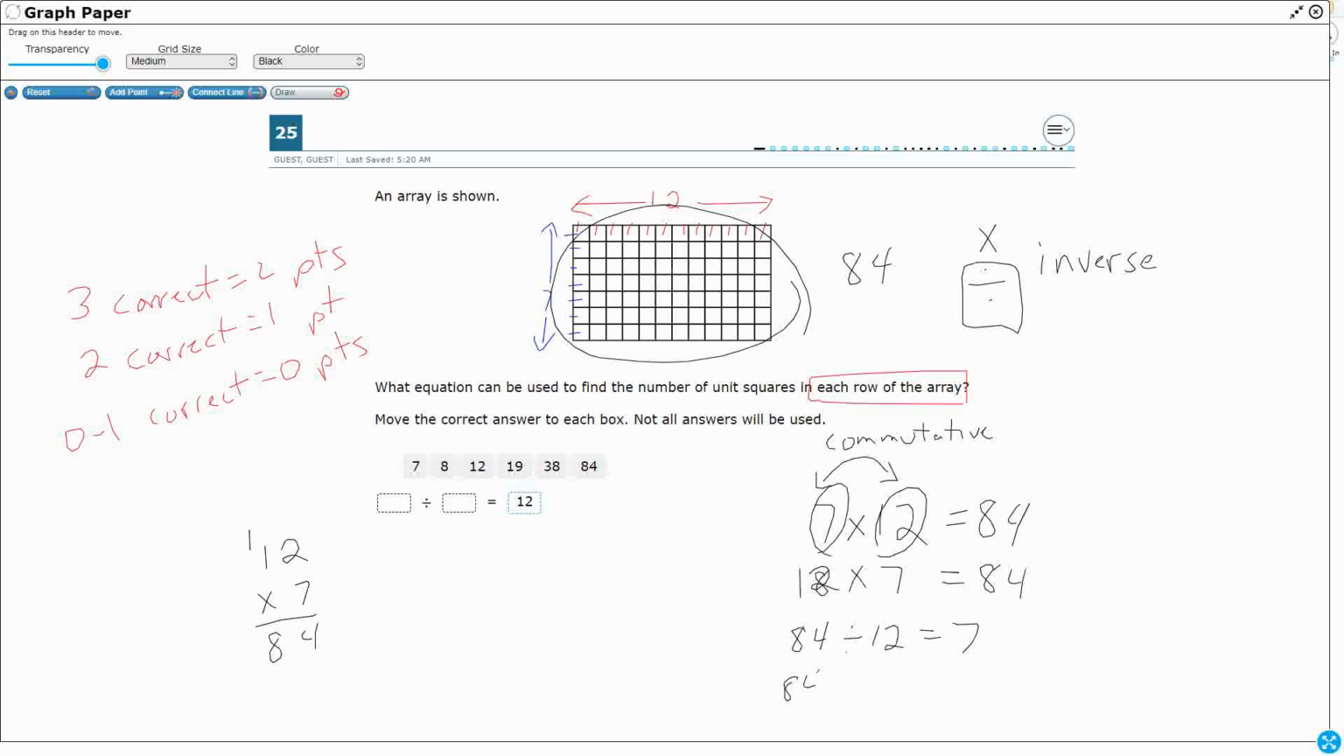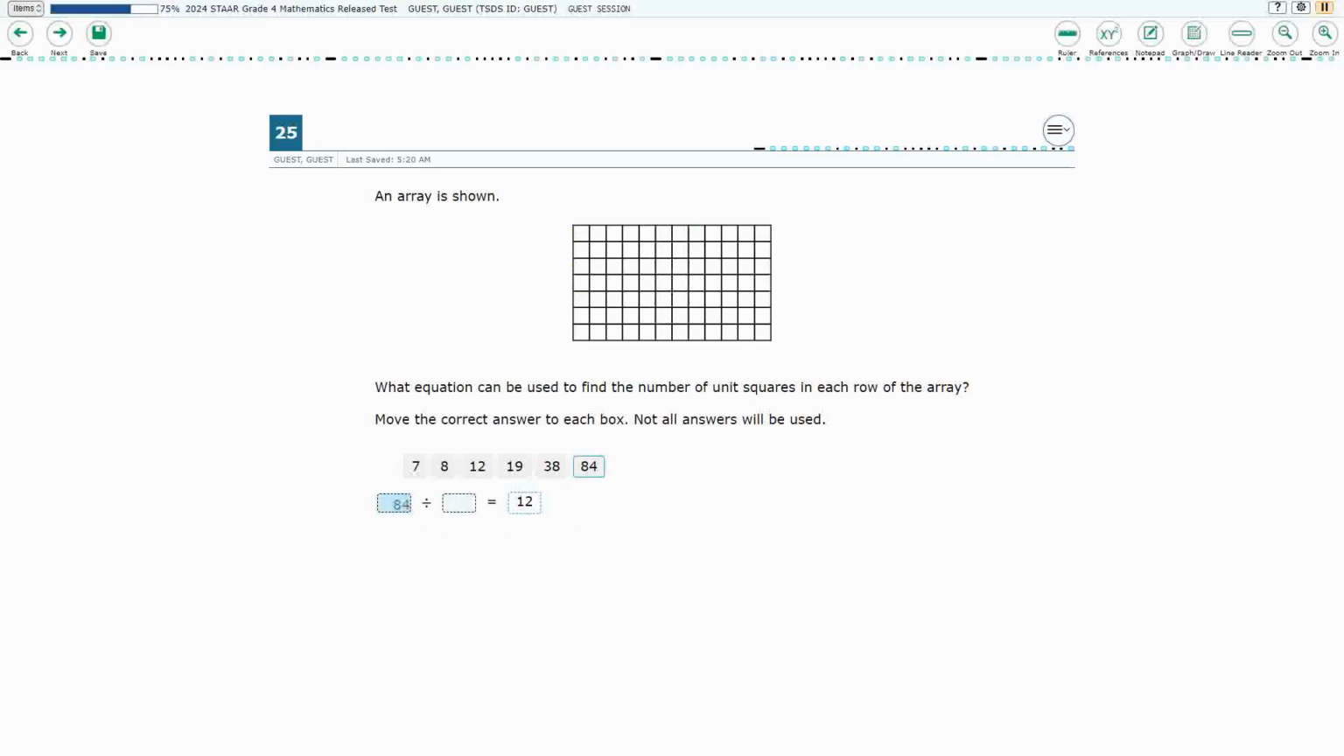It's this last one that's going to help us. 84 divided by 7 gets us 12. We can use this to answer this. So we can say 84 divided by 7 equals 12.